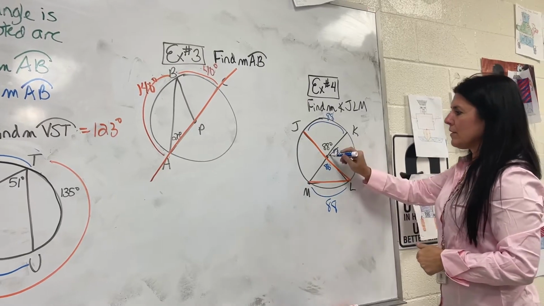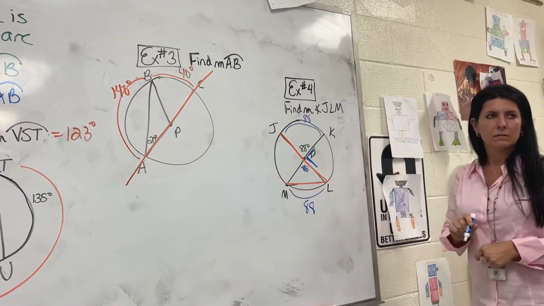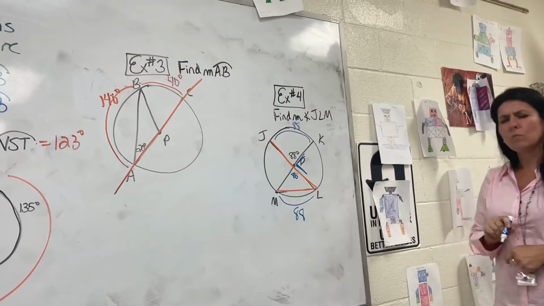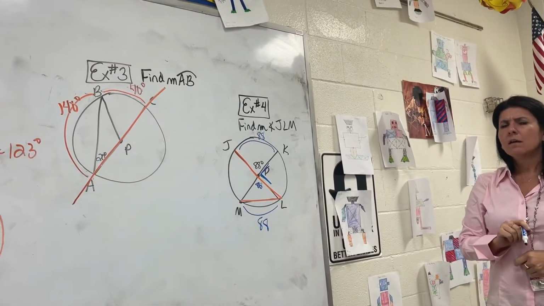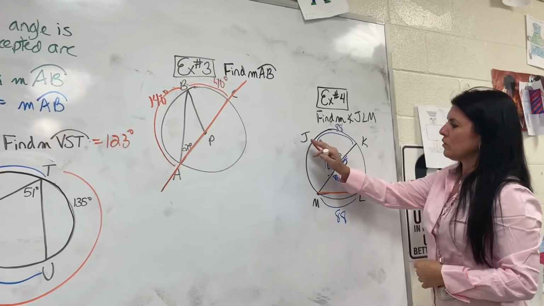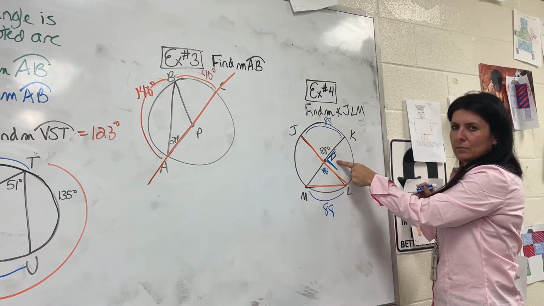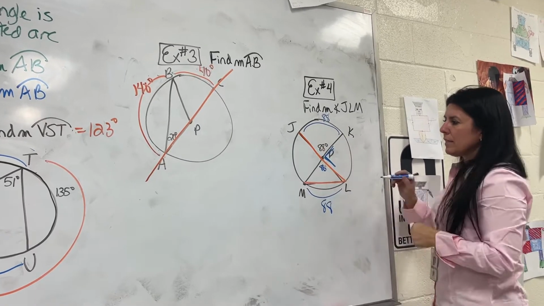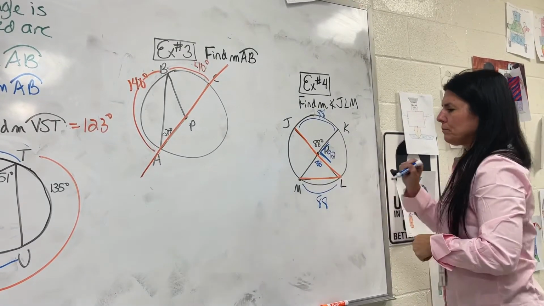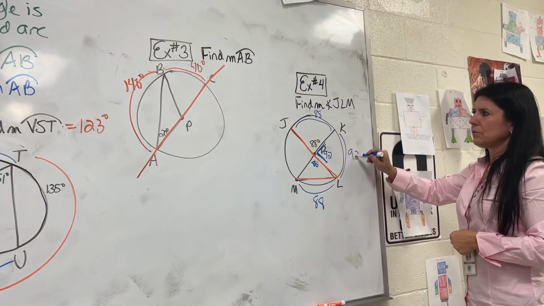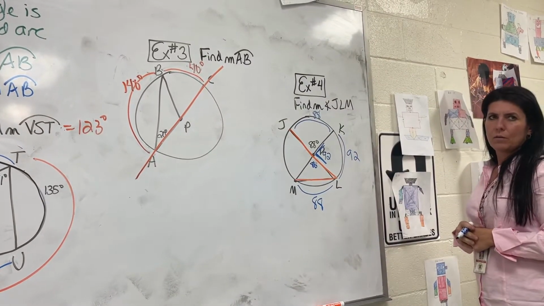Who can tell me what this angle would have to be? 92. 90? Why 90? 92. Okay. This is a straight line, so this 88 angle and this blue angle have to add up to 180. So because that one's 88, this one gives me 92. If that's 92, then this arc is 92. You following where I'm going with this?